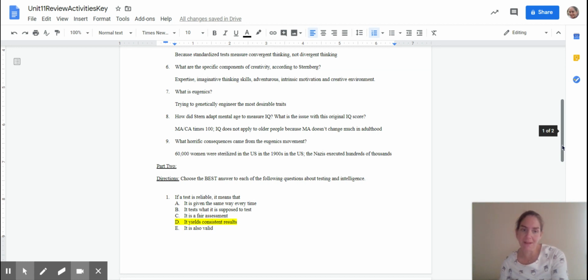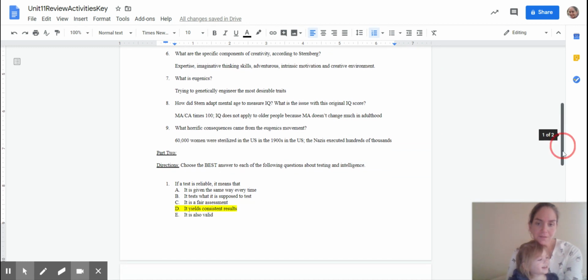The eugenics movement drove a lot of disgusting things like sterilization of about 60,000 women, and the Nazis killing of hundreds of thousands of people. So this idea to genetically engineer people ended up having devastating results.